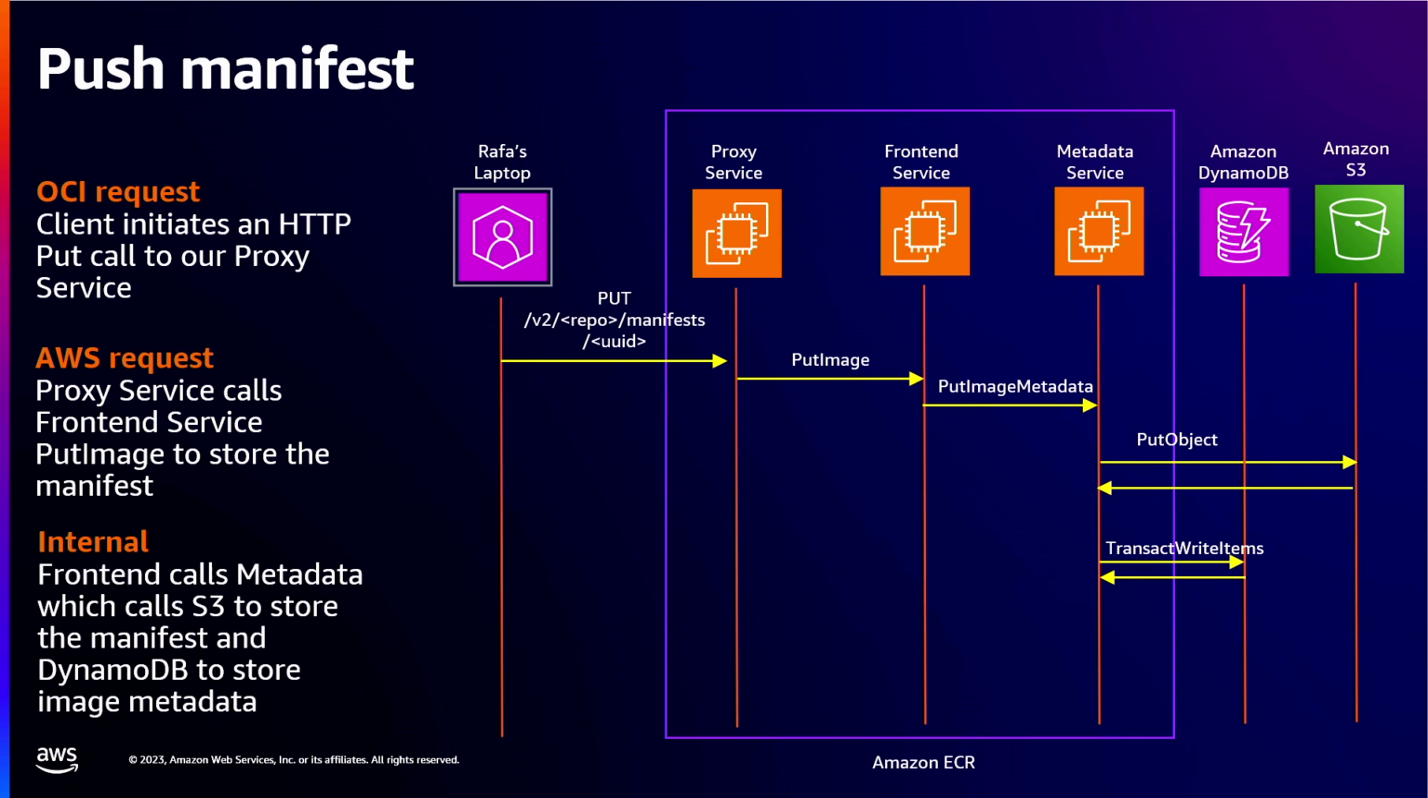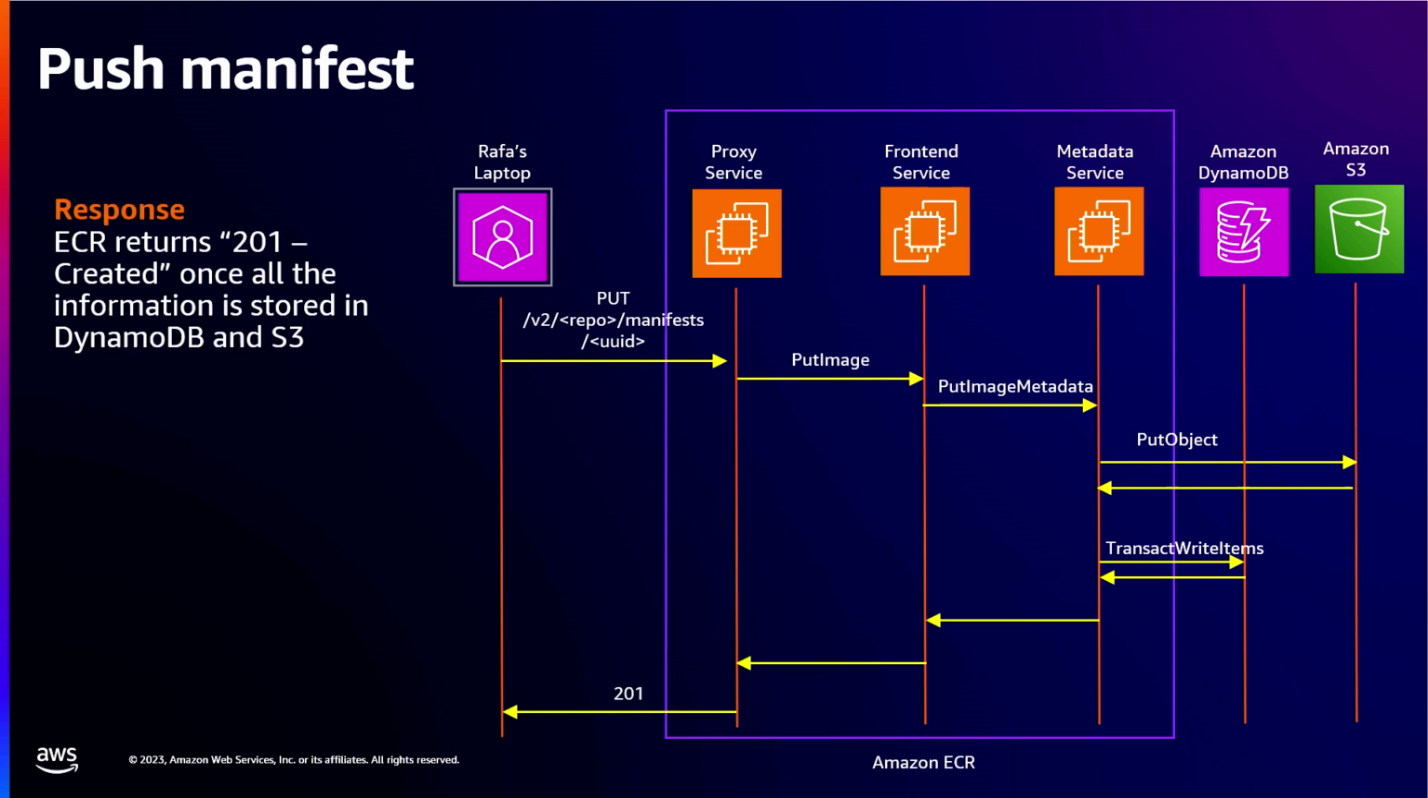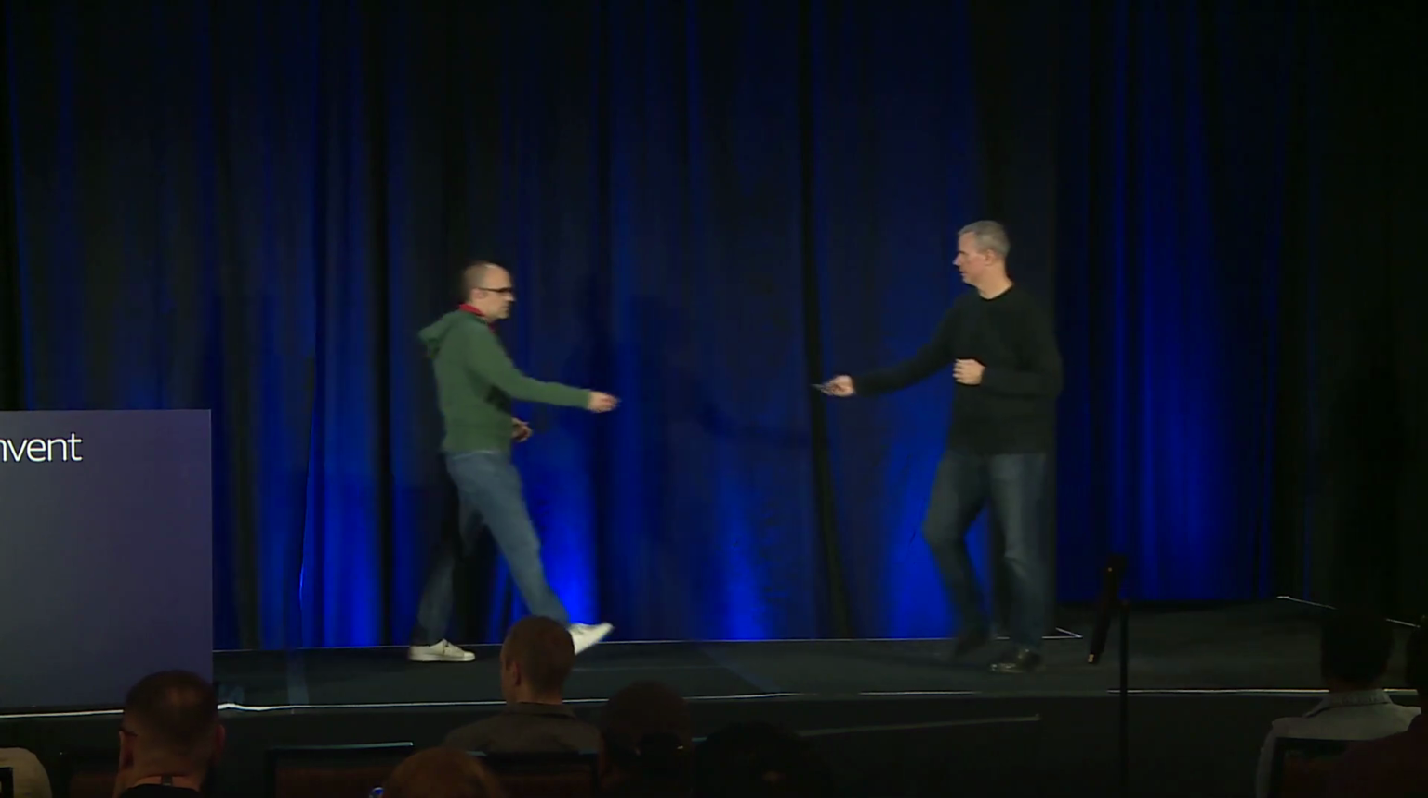So this is fairly straightforward. Client pushes the manifest using a put request to the manifest URI. We translate to what we call put image. Put image basically just tells both our DynamoDB and our S3 that we have a full object now. We store the JSON blob in S3, like I mentioned, and now we have a container image. So we return 201, telling the Docker client we've created the image. It's now ready to be served. So now I'll hand back to Rafa.